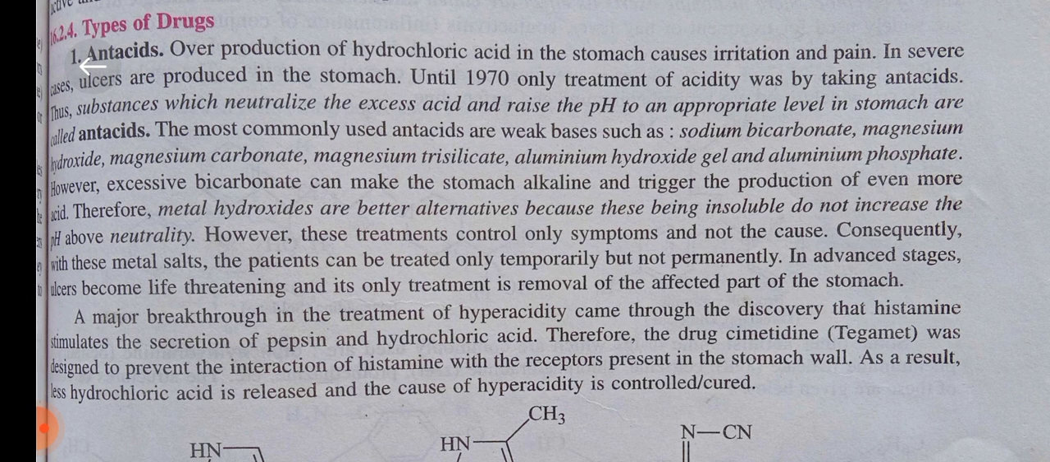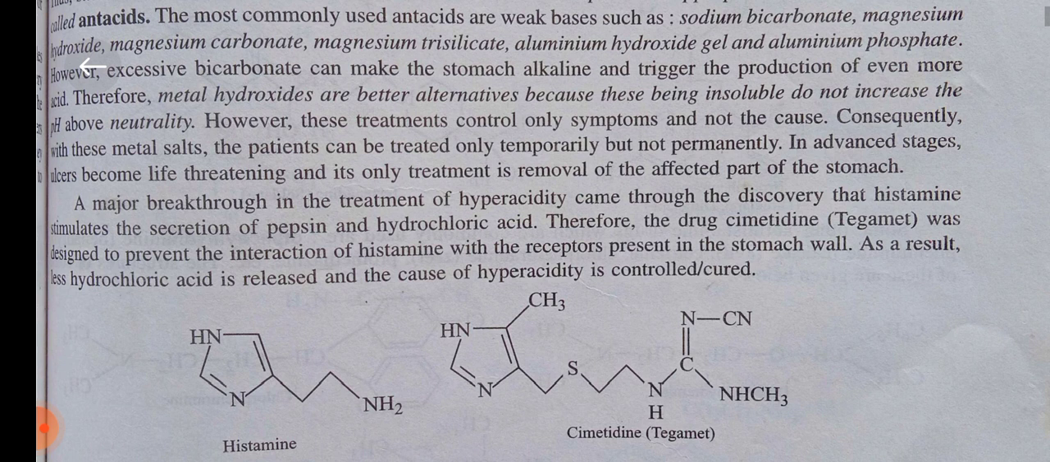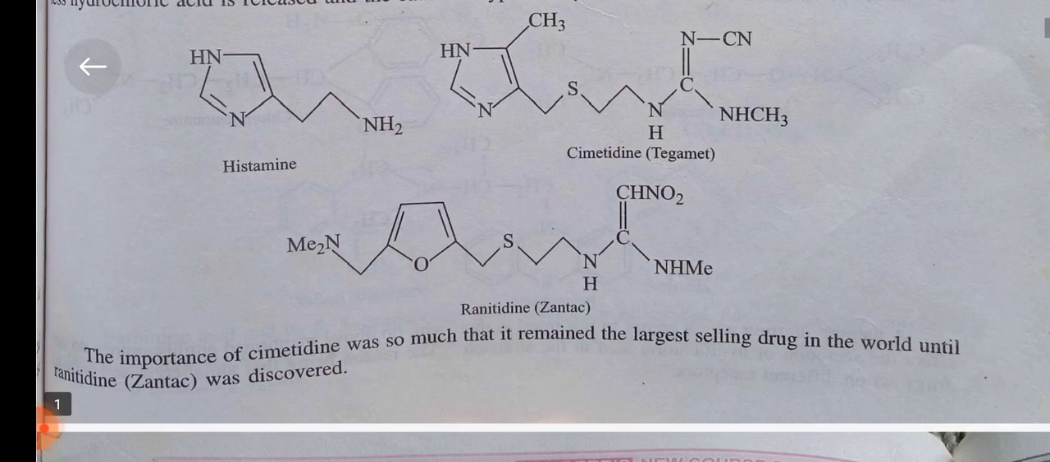A major breakthrough in the treatment of hyperacidity came through the discovery that histamine stimulates the secretion of pepsin and hydrochloric acid. Therefore, the drug cimetidine was designed to prevent the interaction of histamine with a receptor present in the stomach wall. As a result, less hydrochloric acid is released and the cause of hyperacidity is cured and controlled.